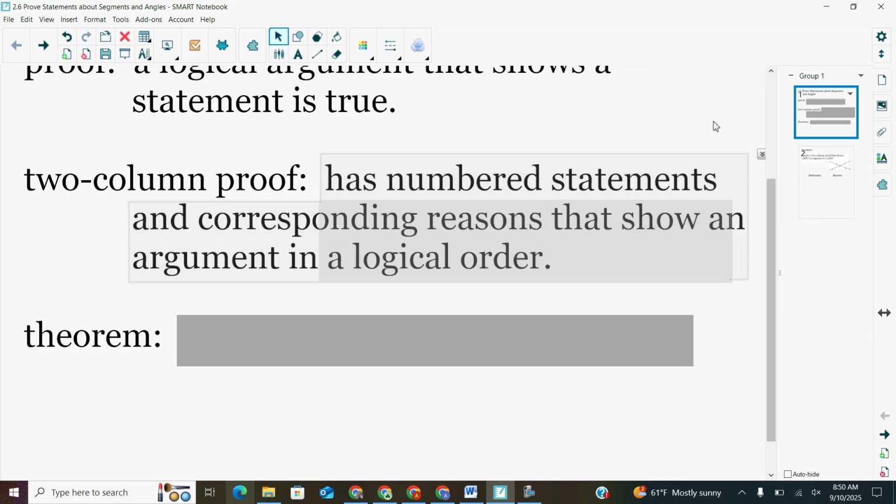A 2-column proof has statements, they're numbered, so they go in order, as well as the corresponding reasons that show an argument in a logical order. We'll be using 2-column proofs quite a bit in geometry. It kind of is a step-by-step walkthrough on why a statement can be proven to be true.